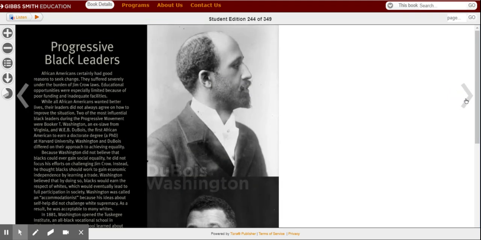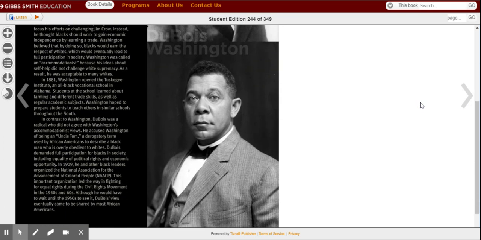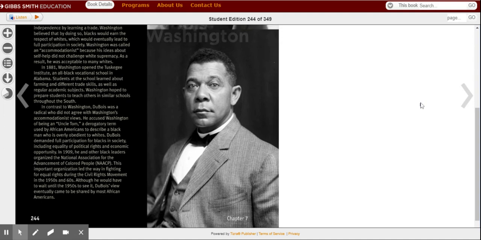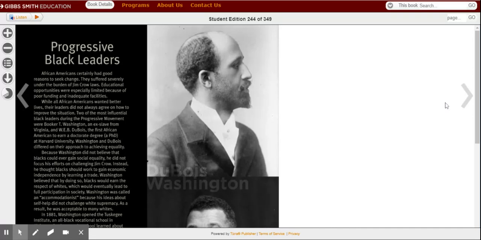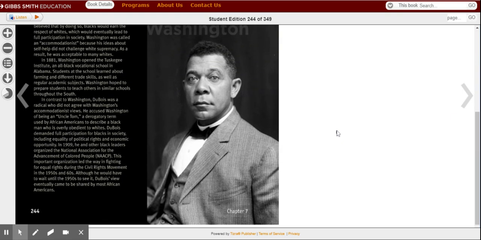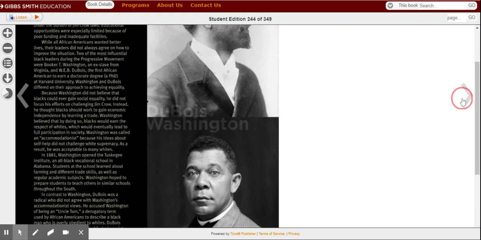Progressive black leaders: Du Bois and Washington. Booker T. Washington's one of my faves. Love this guy. He was peaceful but resolute and firm, and he believed that people should earn their position in life. Du Bois was a little bit more of a radical, and he was not as afraid to fight, so to speak. Washington, I think, was a little bit more classy, needless to say. You can take time to read this on page 244. It's a good read, a really good read.